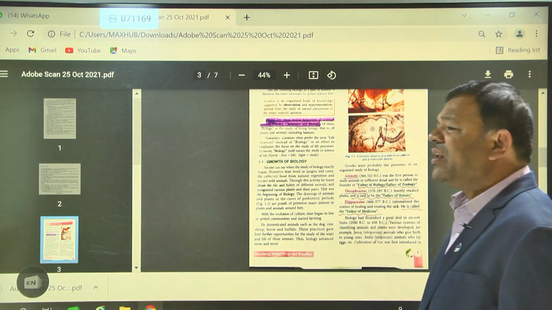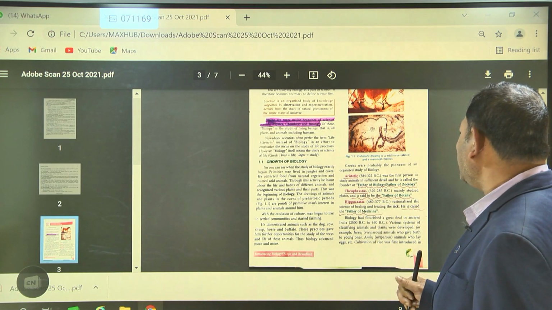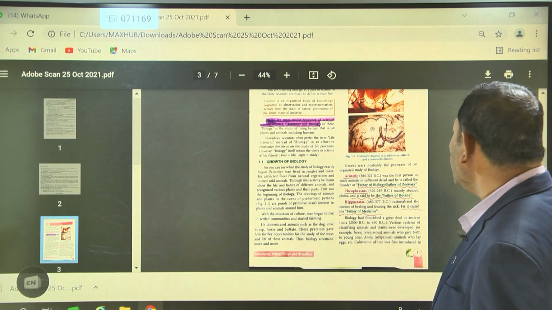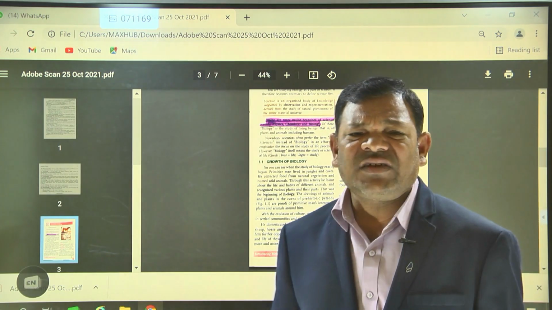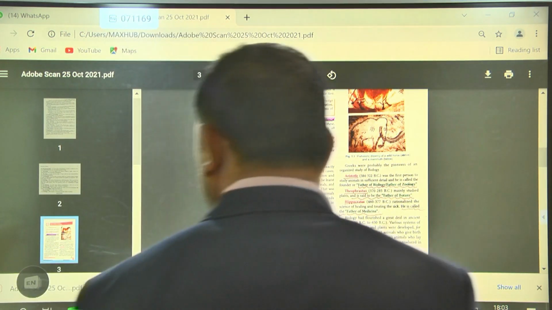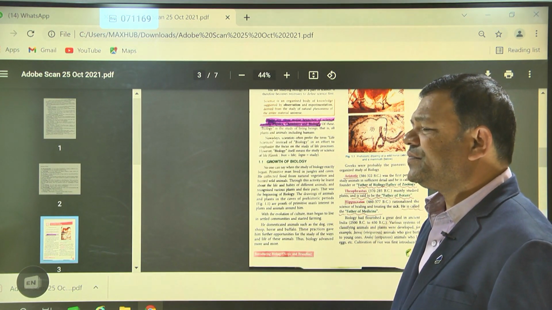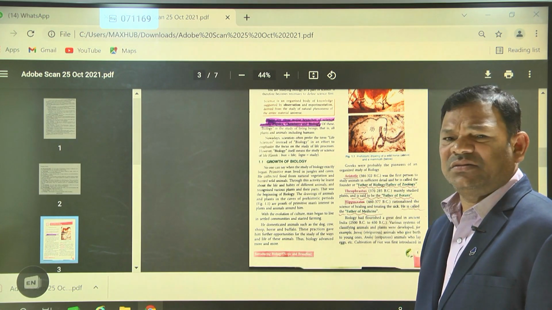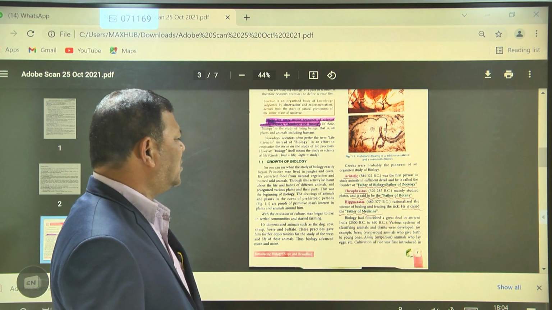This is a very important person. Please note down: Aristotle was the first person to study plants and animals in sufficient detail, and he was called the father of biology. Who is the father of biology? Aristotle is the father of biology.